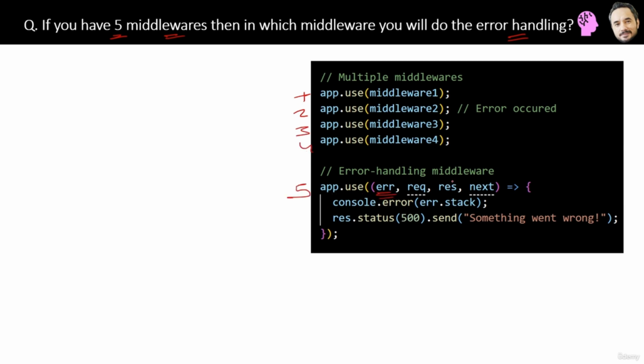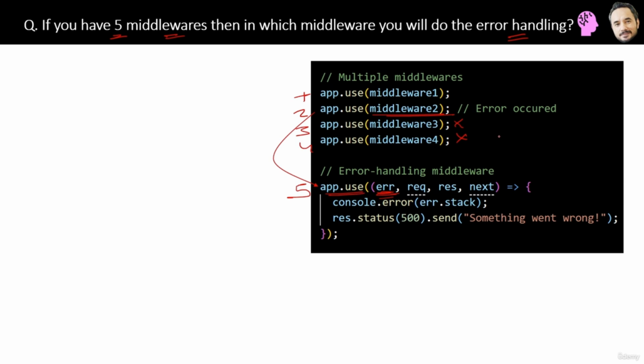Okay, now listen carefully, because when an error occurs, for example an error occurs inside the second middleware, then Express.js will directly jump and execute the middleware which has an error handling code. Got it? The third and fourth middlewares will not be executed. Okay, therefore always handle the errors only and only in the last middleware, because your Express will search for the middleware.